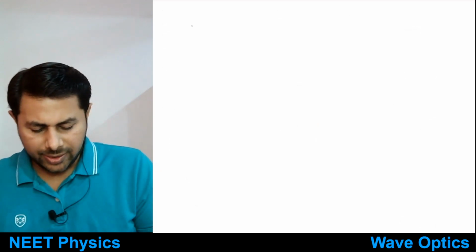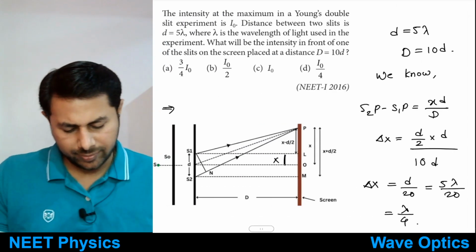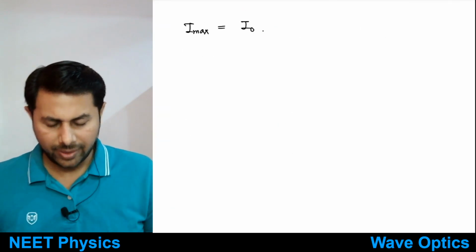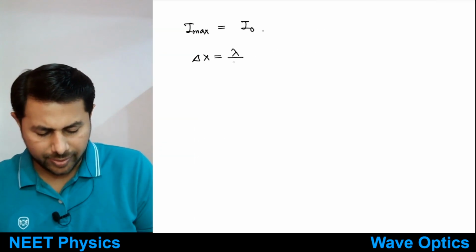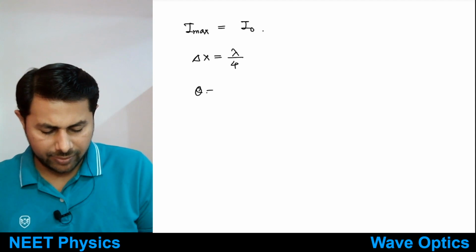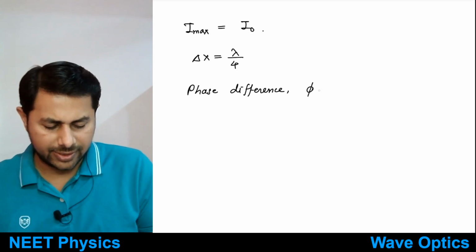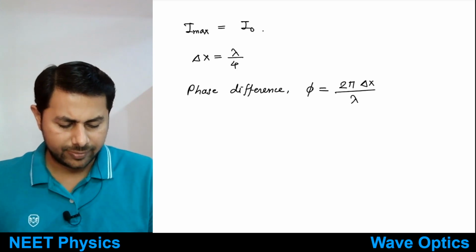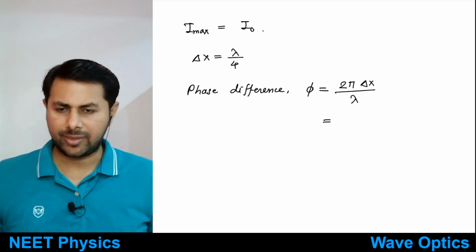Okay, maximum intensity I max is equal to I naught. This is given, right? So if the path difference delta x is equal to lambda by 4, what is the phase difference? Let's say phi equals, so we know phase difference is 2 pi delta x by lambda. We studied this in the last chapter. This is the relation between path difference and phase difference.